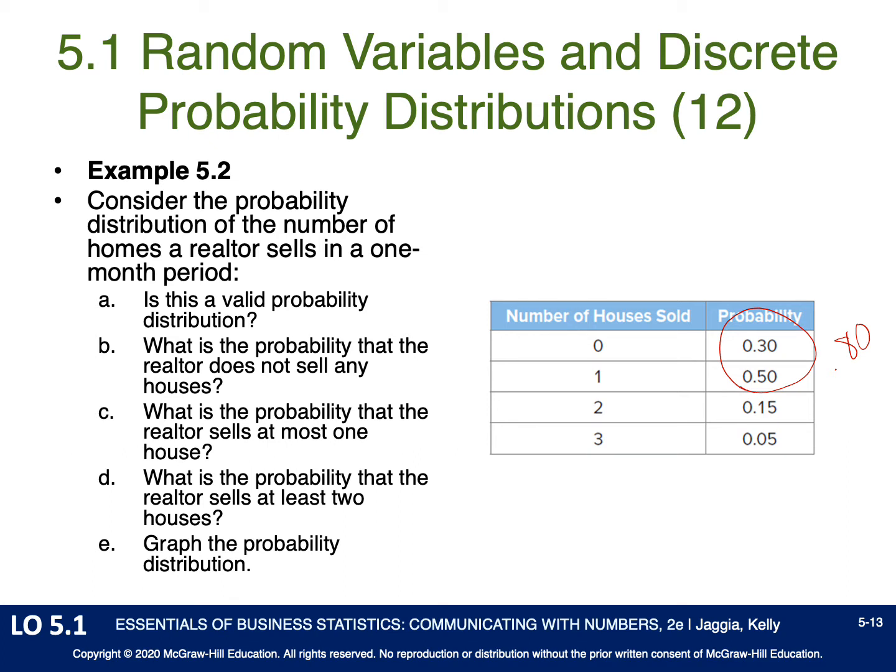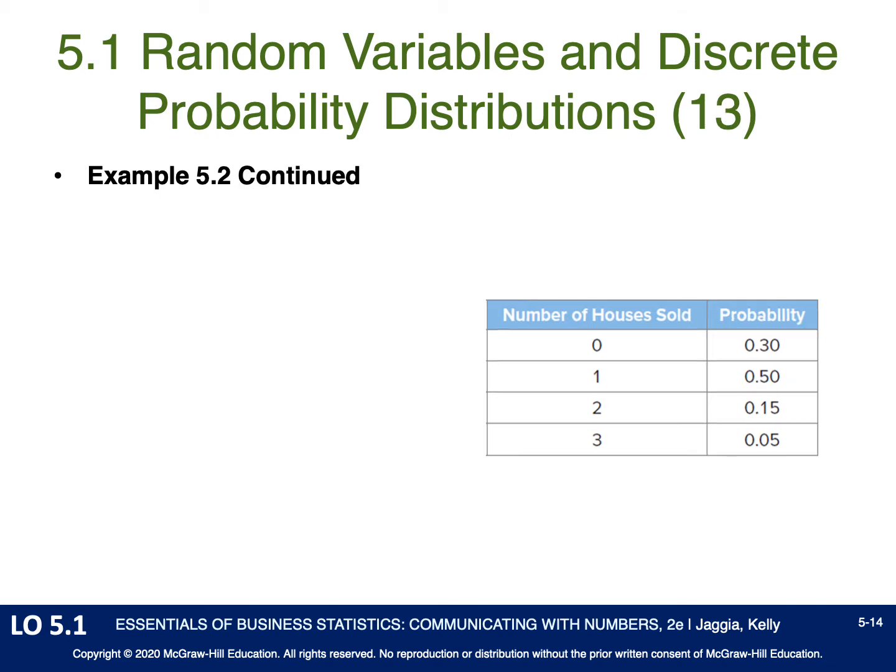So now, what's the probability that the realtor will sell at least 2 houses? So that's 2 or more. Well, then that's the probability that she will sell 2 houses plus the probability that she will sell 3 houses. So that's 20% or 0.20. And then on the next slide, we will graph the probability distribution.